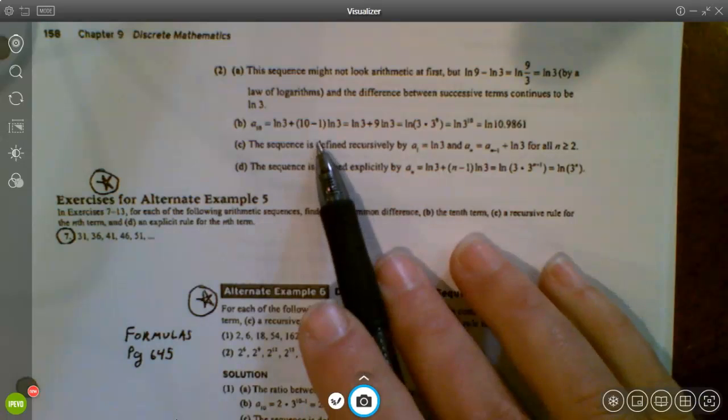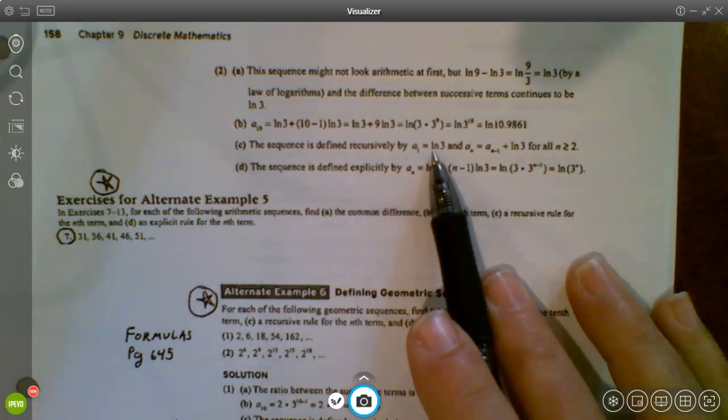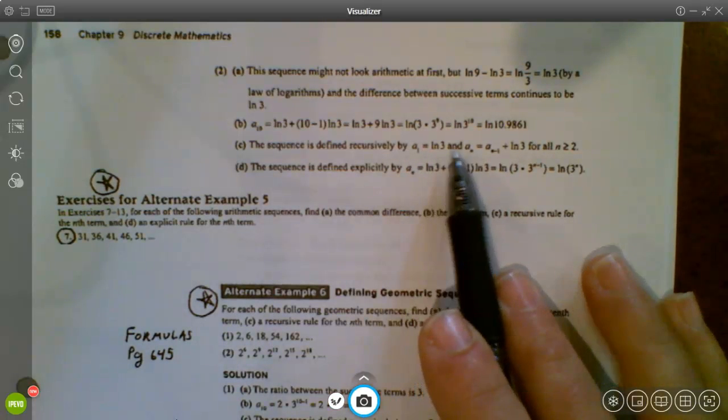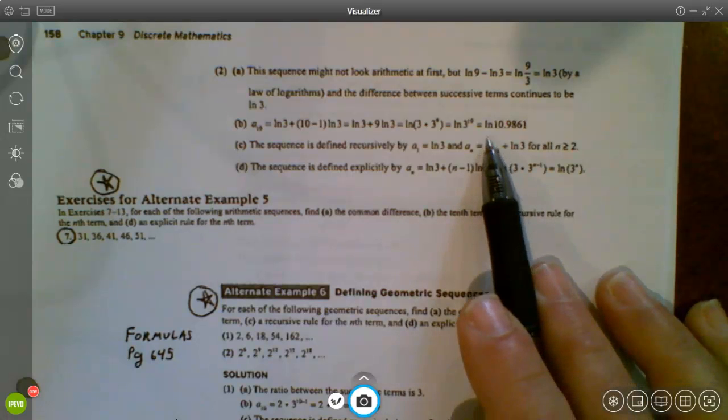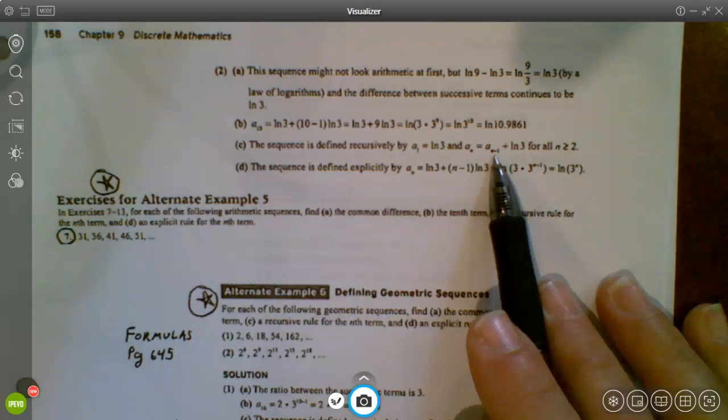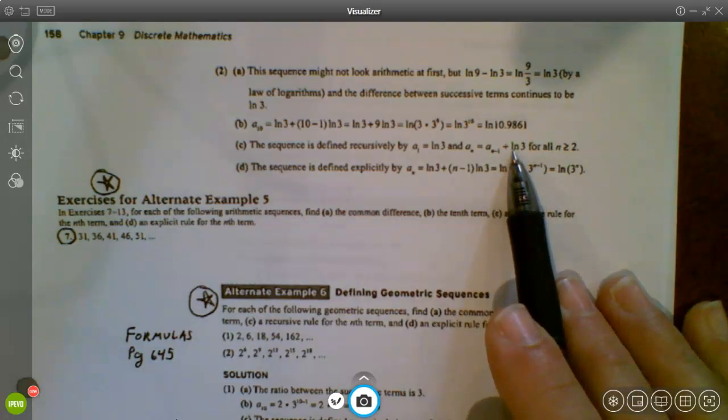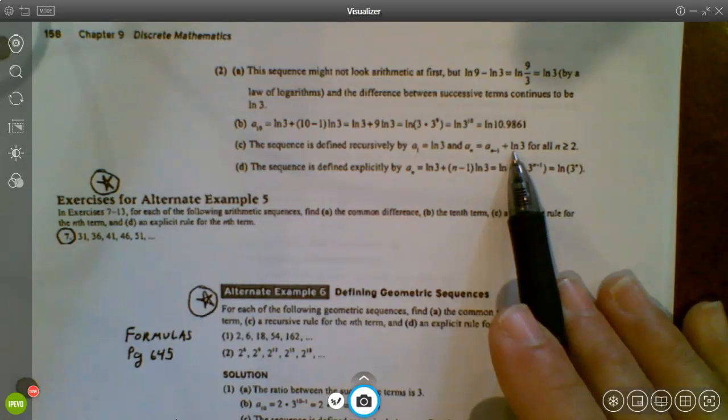As far as the recursive rule, remember we start by identifying the first term. And then we say, okay, what are we doing to the first term in order to get the next term? Well, we're taking any term and we are adding the natural log of 3 in order to get the next term in the sequence. So that's the recursive rule.